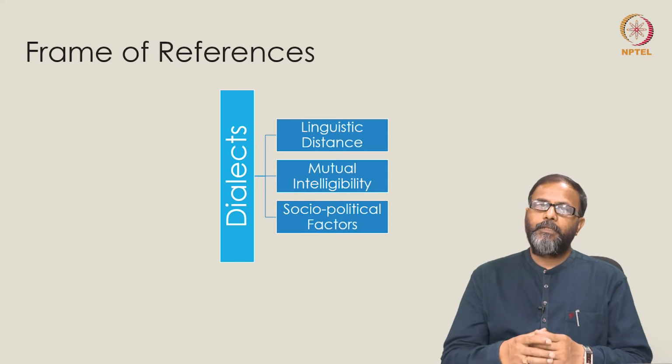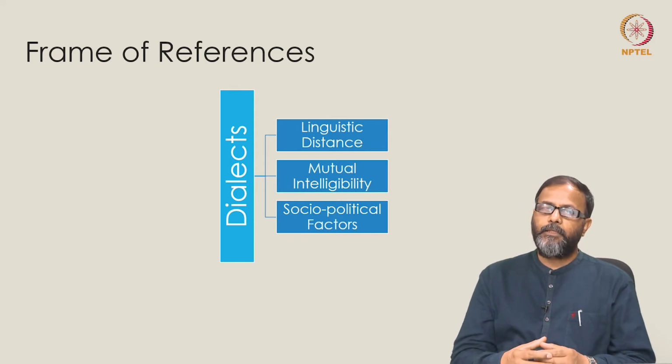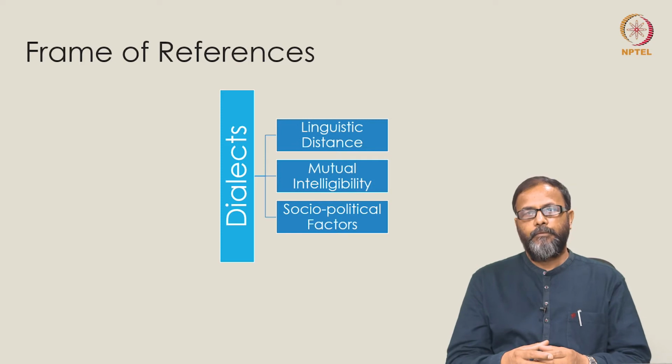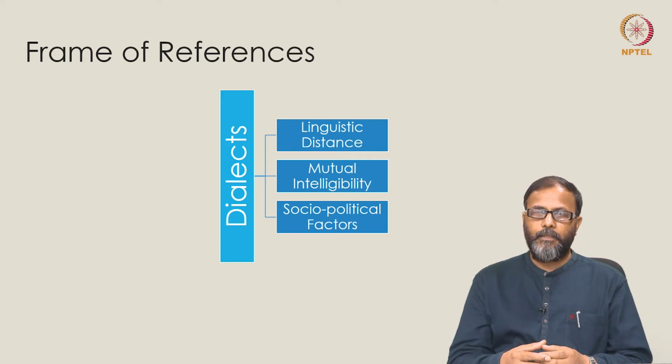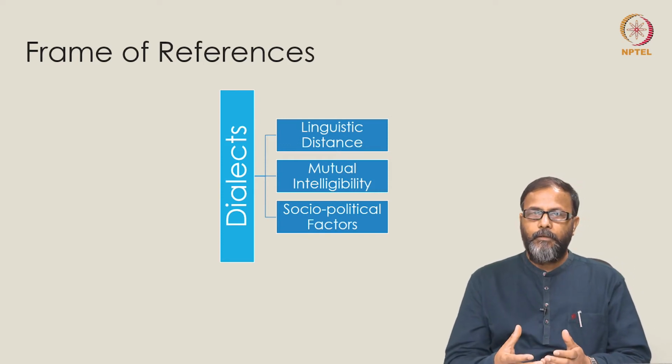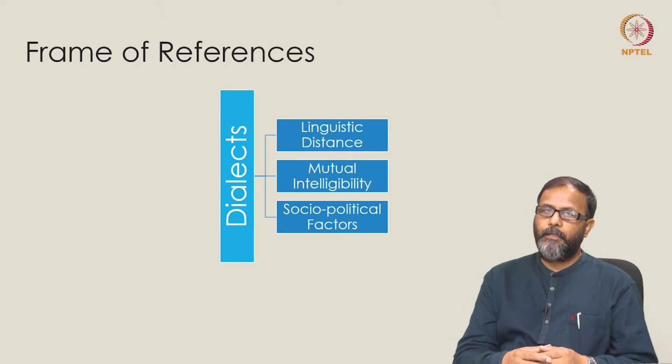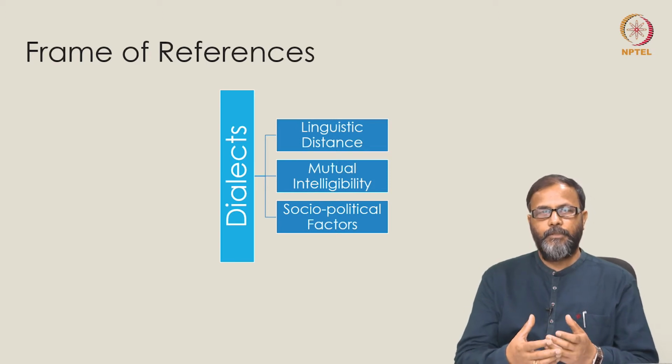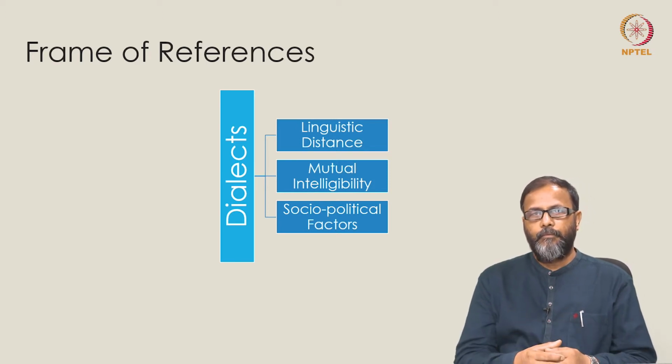So, when we say linguistic distance, that means we are strictly talking in terms of structural variations, variations at the level of sounds, variations at the level of vocabulary, variations at the level of syntactic, morphosyntactic structures.